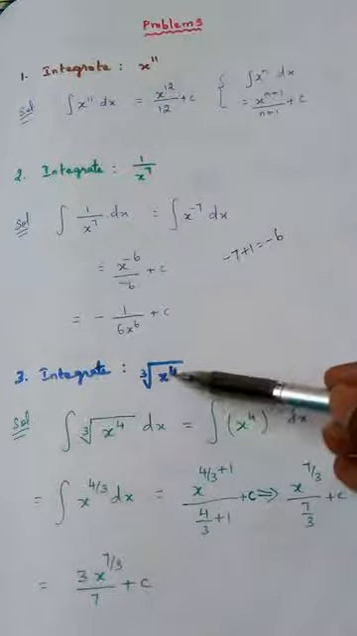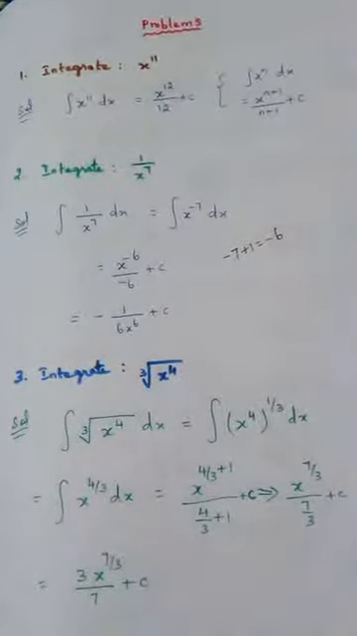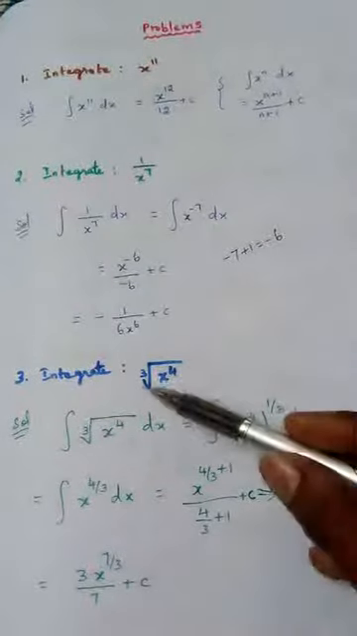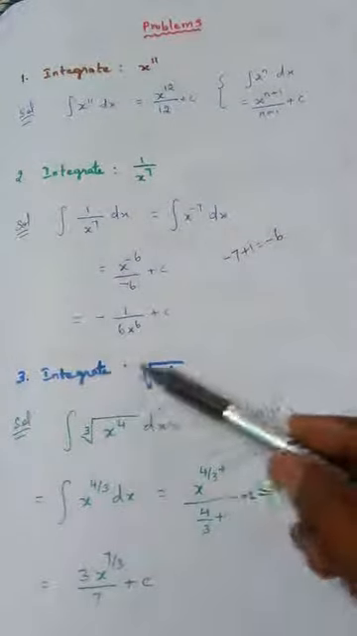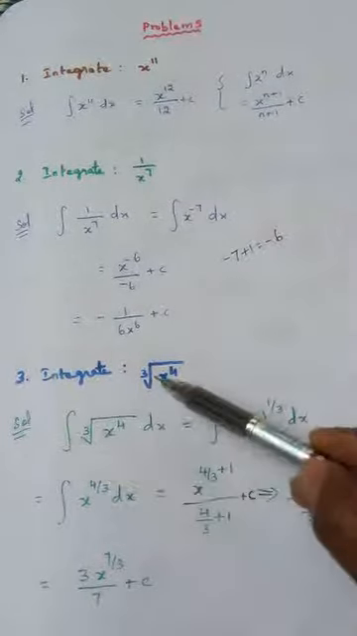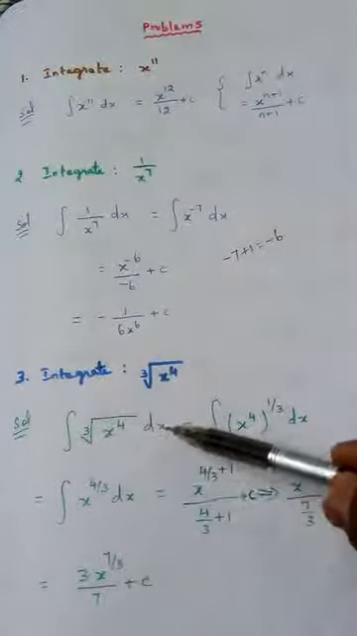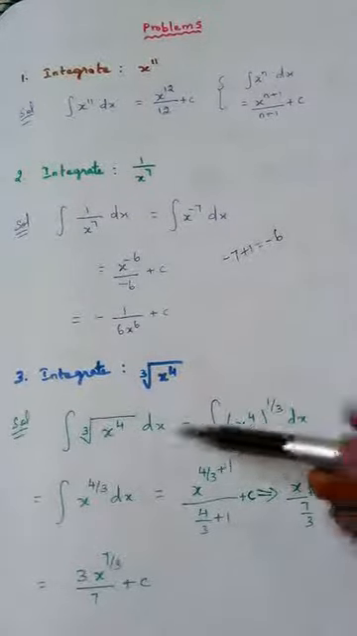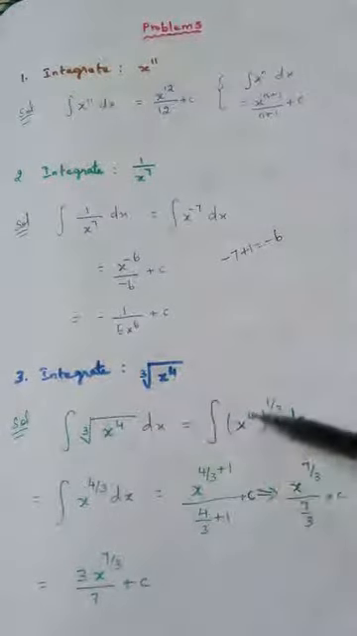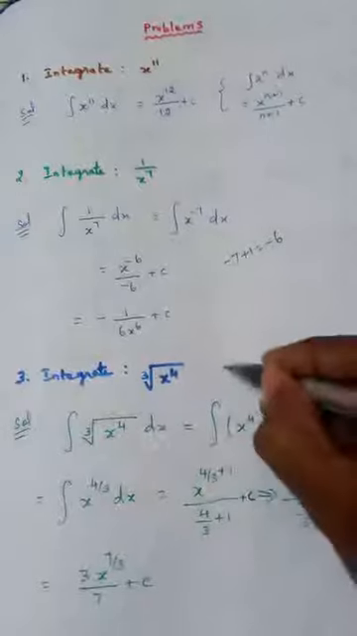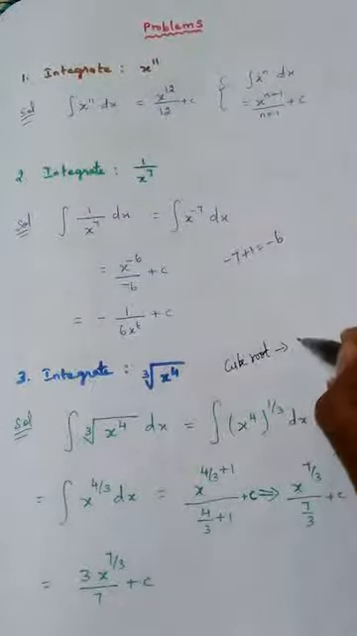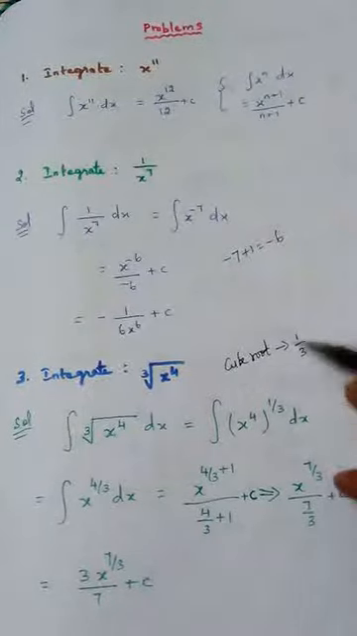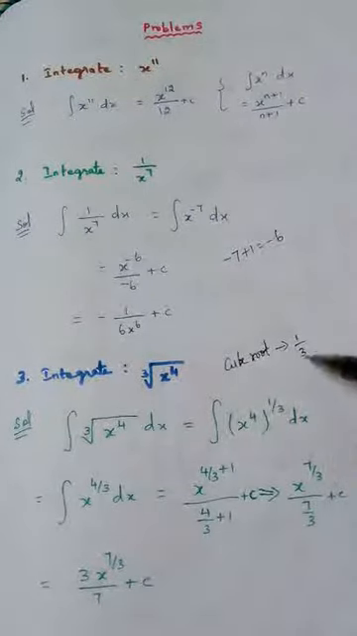Problem number 3, integrate cube root of, how to read this? Cube root of x power 4. How to read this? Cube root of x to the power of 4. Since integrate is the question, we are putting the integration symbol and writing dx. So integral, I am writing x to the power of 4 here. Cube root, how to write cube root in terms of power? Power 1 by 3. Cube root means power 1 by 3.